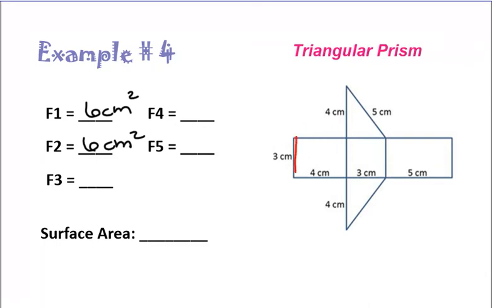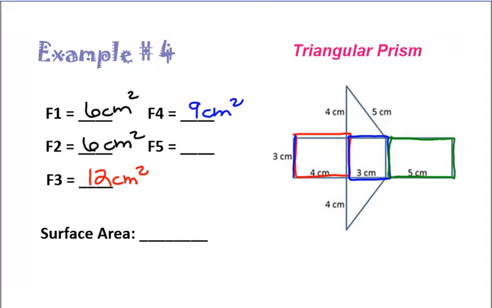All right, now I have this rectangle right here. It has a base of 4 and a height of 3. So 4 times 3 is going to be 12 centimeters squared. This rectangle right here has a base of 3, and the height is also 3, so 3 times 3 is 9 centimeters squared. And then I have this rectangle on the end, and that has a base of 5, and the height is also 3 from the other side, so 5 times 3 is 15 centimeters squared. So now that I have all my faces, I'm simply going to add them up. 6 plus 12 plus 9 plus 15. And that's going to give me 48 centimeters squared.